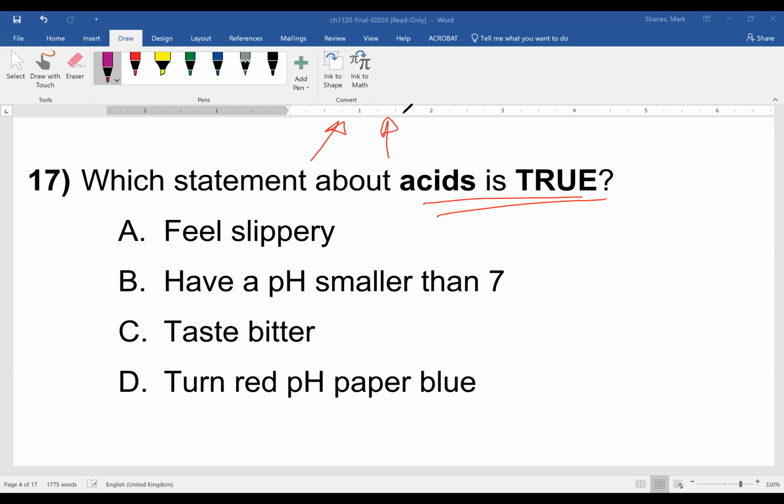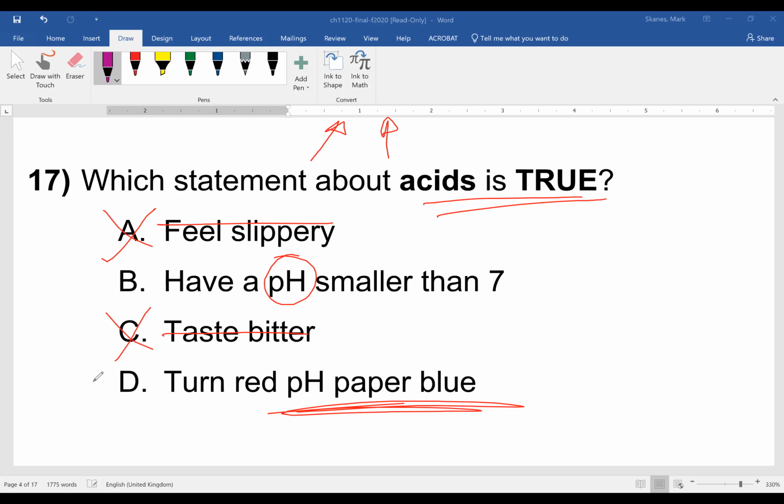Do acids feel slippery? Do acids have a pH of less than 7? pH is the term that corresponds to the strength of an acid or base. Do they taste bitter, or do they change pH paper a different color? The answer to this, and my gift to you, is that acids definitely don't feel slippery. Acids also don't taste bitter. When you eat an acid, think about lemon or vinegar, or lemon juice, lime juice, so vinegar is acetic acid. They taste sour.